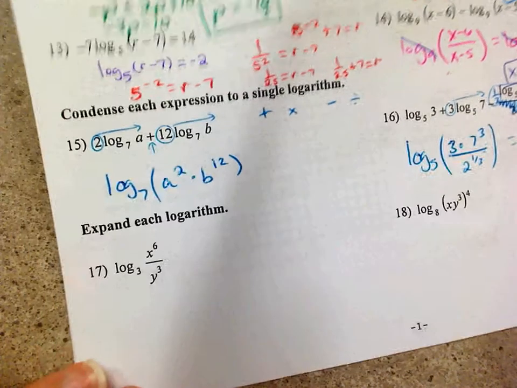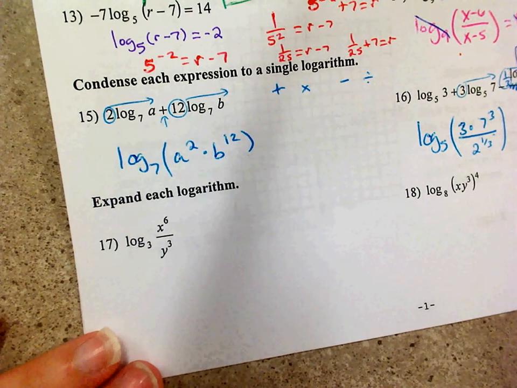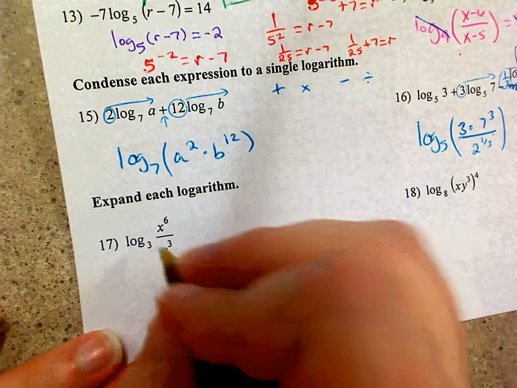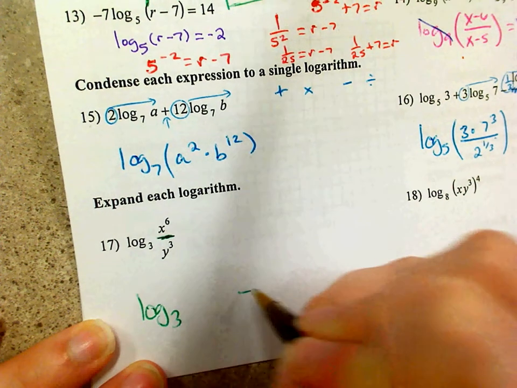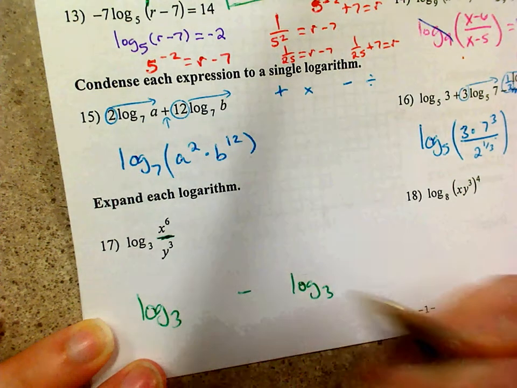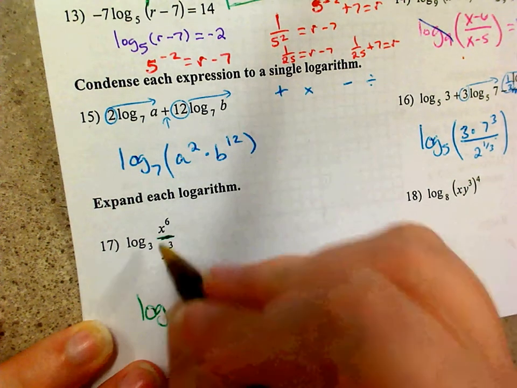Expand, okay, so do the exact opposite. They're combined using division, so I'm going to separate them using subtraction. Log base 3 minus log base 3. I've got an x, I've got a y, the power is 6, the power is 3, and then we're done.